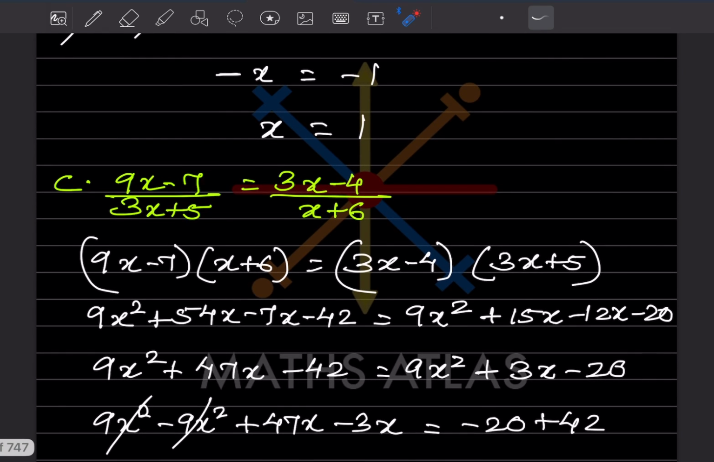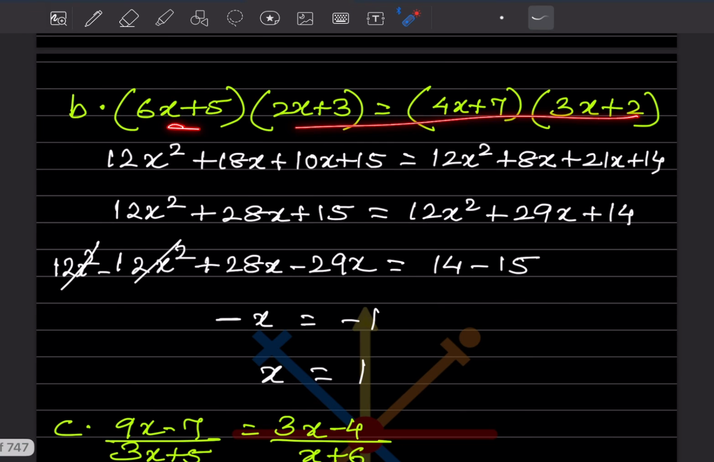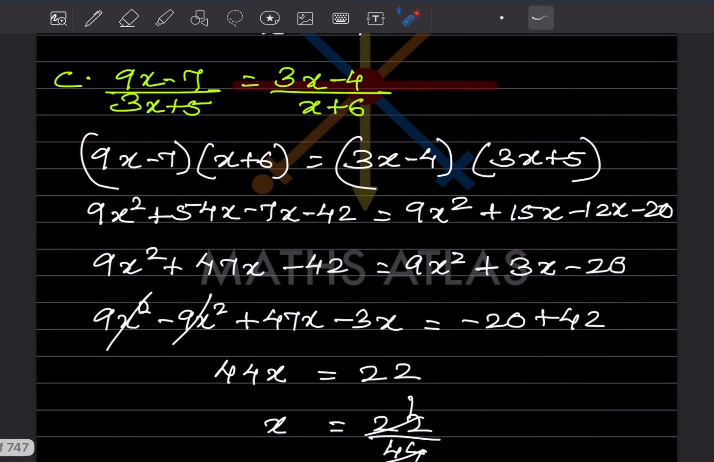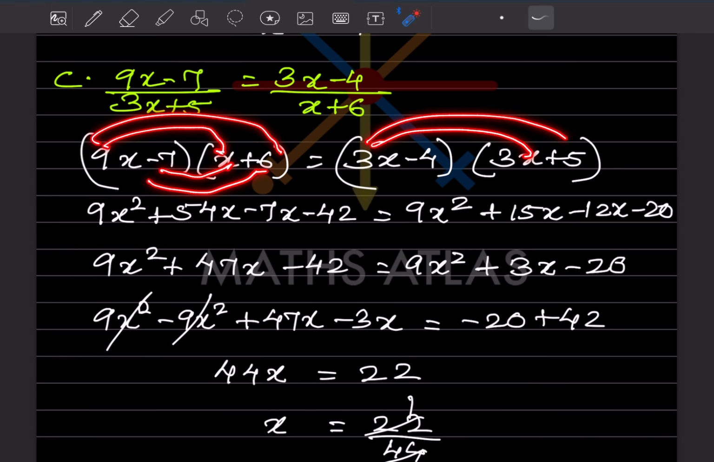Now here you are going to cross multiply, so that will be 9x minus 7 and x plus 6, and this will be 3x minus 4, and this will be 3x plus 5. So now this again, both brackets are the same as this one. So again you will do the same, that is going to be 9x square plus 54x minus 7x minus 42. And now this is the same, 9x square plus 15x minus 12x, this will be minus 20.